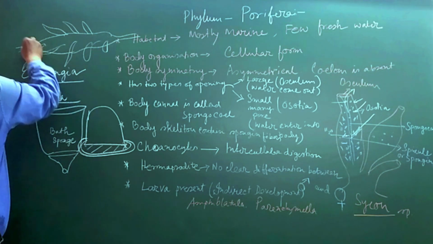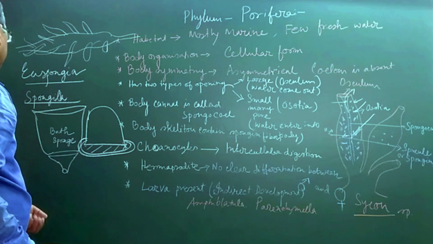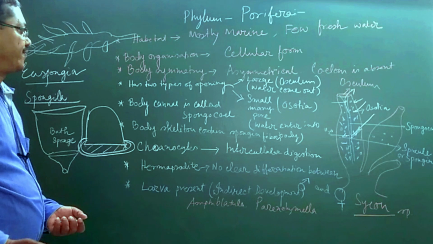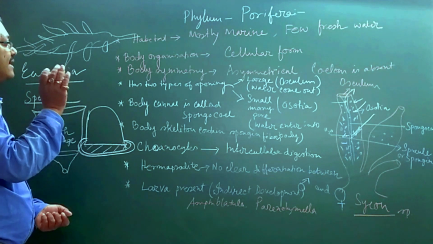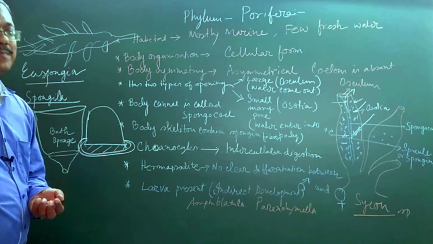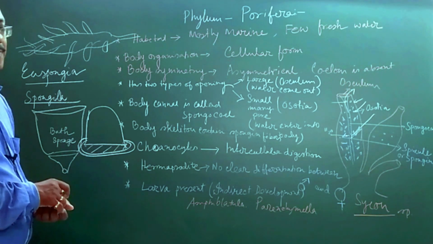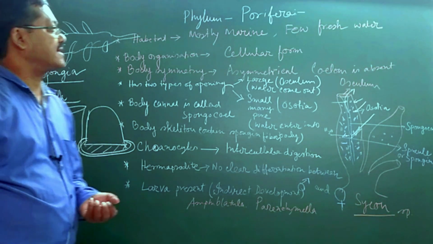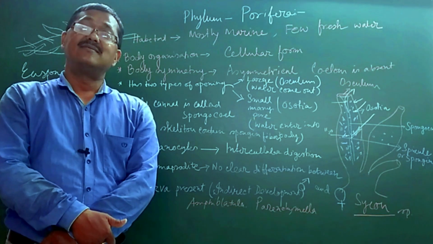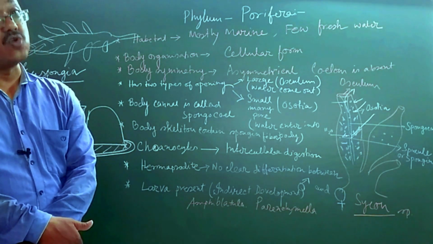This is called Spongilla. And this is the bath sponge, or Euspongia. These three important genera are very predominant in the phylum Porifera. Next, we shall discuss two phyla, that is Cnidaria and Ctenophora.